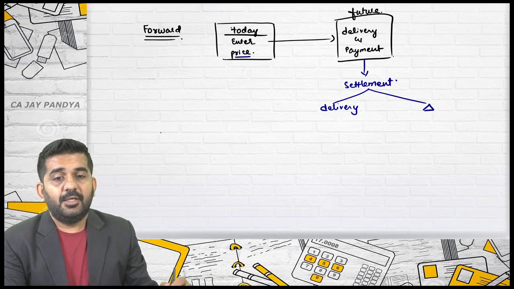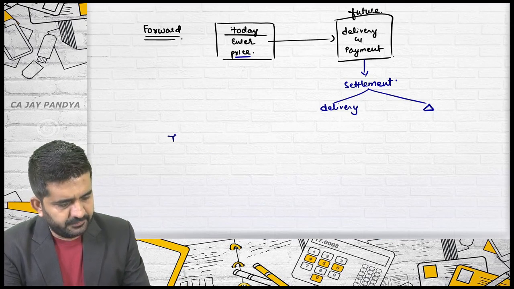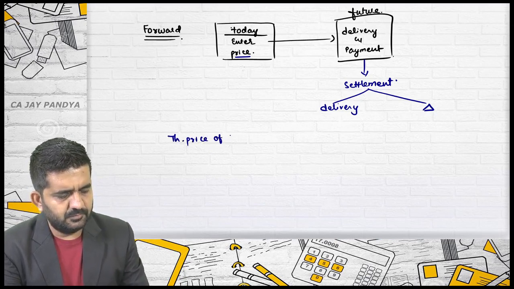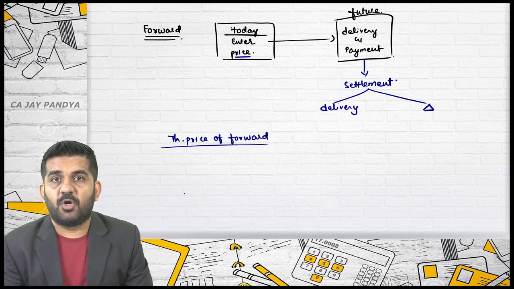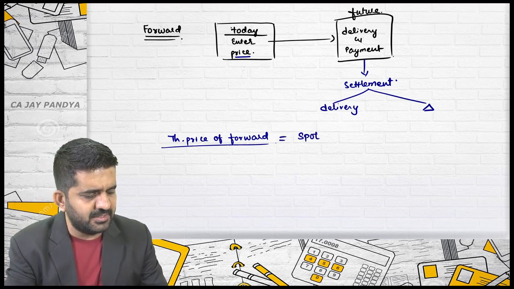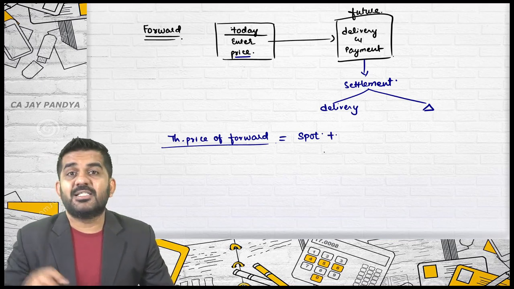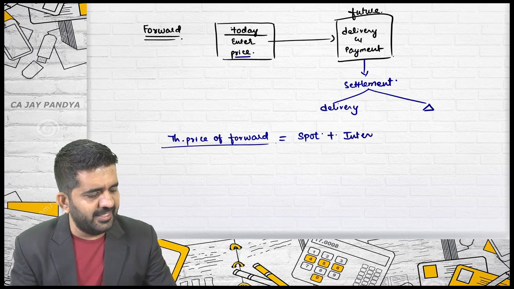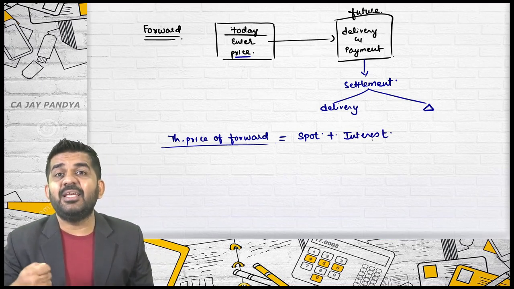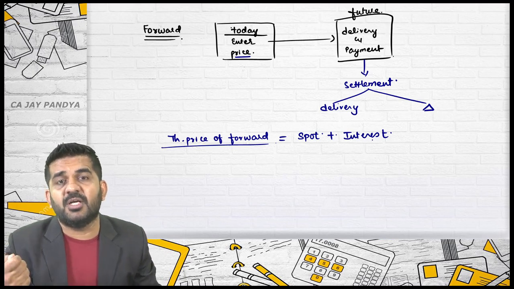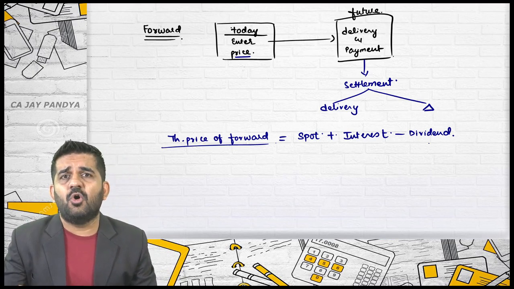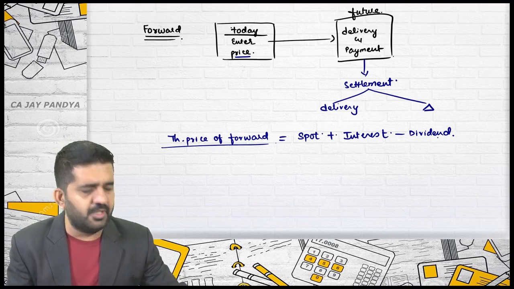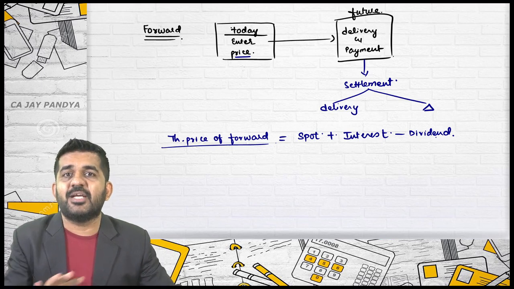Then we did the theoretical price of forward. What was the theoretical price of forward? It is the spot price of the underlying asset plus carrying cost. Normally it is interest, minus any income during that period derived from the underlying asset, minus dividend. Why I am writing dividend is because normally underlying assets will be shares or debentures. Otherwise it is income which is generated from the asset during that period of time.